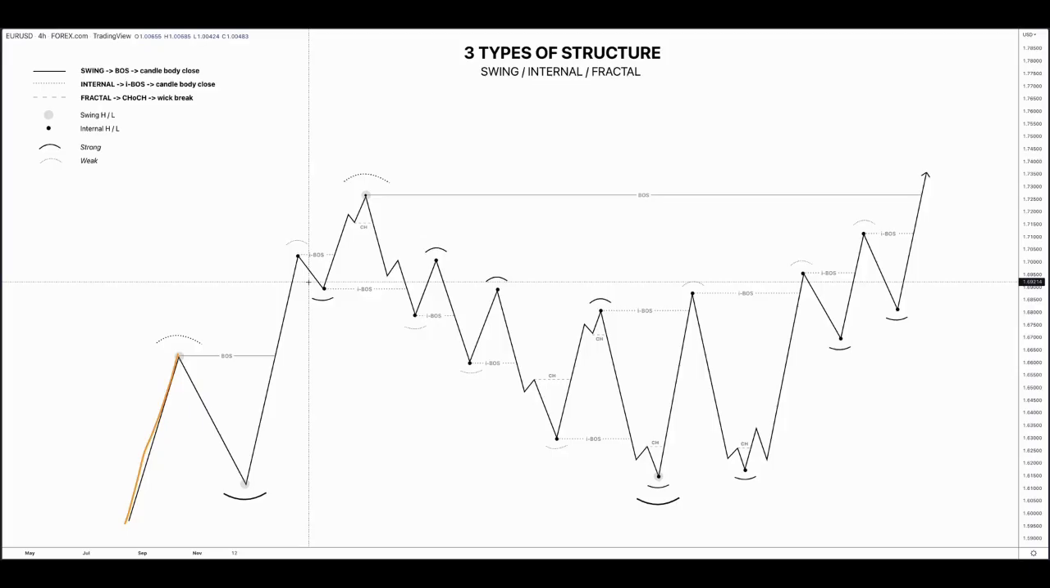But if I could keep it super simple for what the three differences are, swing is your big obvious swings in price action. Your internal is where you can see a pullback. It looks like a movement in price, but it's just not as big as the swings relative to the recent price action.